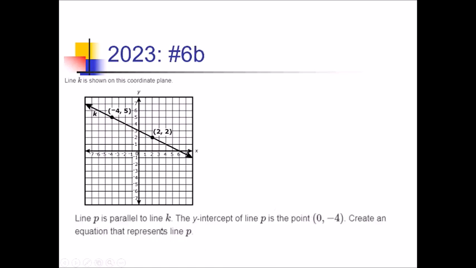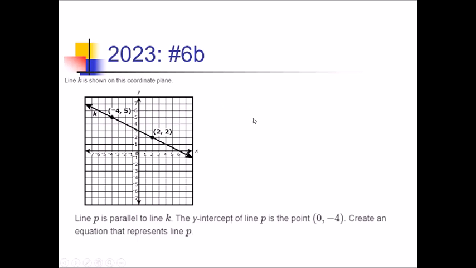For this part of the question, they're telling us that line P, which they're not drawing, is parallel to line K, and the y-intercept of P is the point 0, negative 4. Based on that, we want to create an equation that represents line P. So let me start with a general form of a line. There's different forms of lines that we can use. There's point slope, there's slope intercept. Since they're already giving me the y-intercept here, I'm thinking that slope intercept is going to be the fastest way to come up with an equation.